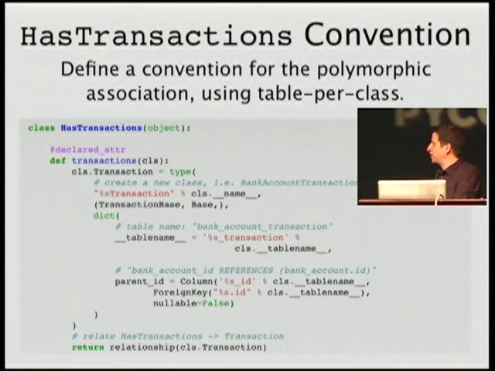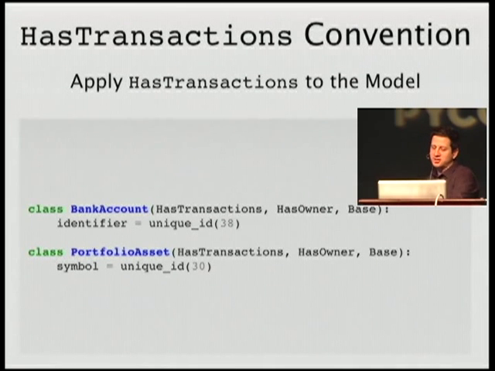We're defining a mixin called has transactions. It has a declared attribute called transactions, which is going to return for us a relationship to a new mapped class called transaction. And transaction is a class that we've created anonymously using Python's type function. So we have type, and then we give it a name, and then we give it a table name based on our convention. And then we give it a parent ID, which is a foreign key back to the parent object. So then we apply that has transactions to the model, and then we get bank account and portfolio asset.